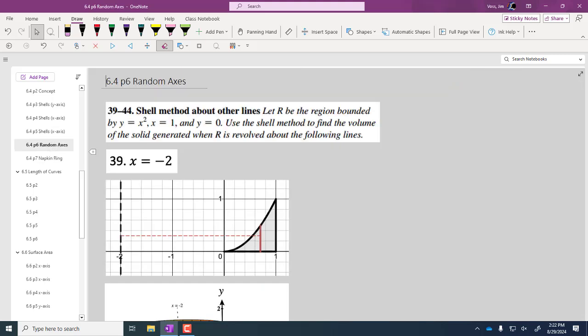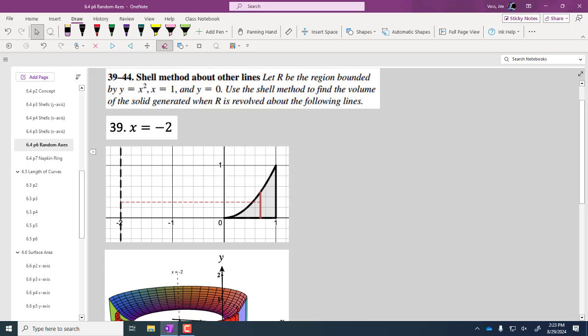Let's do a random access then. So this will show Ari what he was looking for. So shell method around another line. So we've got this region right here in the xy plane. It's generated from x squared, 1 and 0 there. And we're going to rotate about this axis over here. So there's our axis that we're going to rotate around.